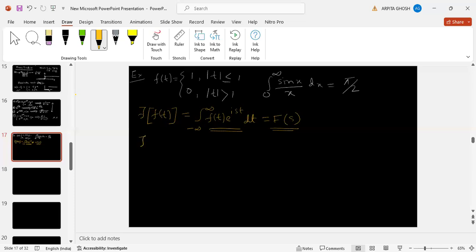Fourier inversion is what? Fourier inversion of capital F of s is equal to, again, the same thing, integral from minus infinity to plus infinity, capital F(s) multiplied by e to the power minus ist. Here it was e to the power plus ist, this time it will be e to the power minus ist. There the integration was with respect to t, this time it will be with respect to s.